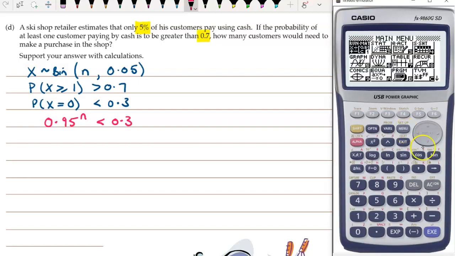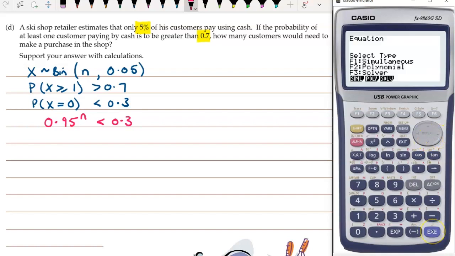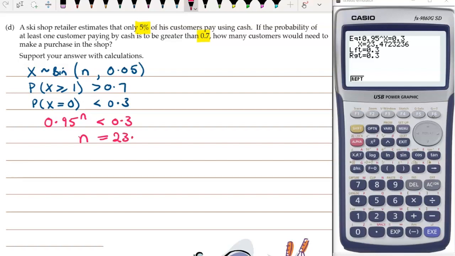Now, use equation solver if you're not too good with your logarithms. And we can go to F3. And we'll have to do it as an equals and then work out which side we've got to be. So we're going to do 0.95 to the power of, we'll just call it x for easiness on this one, is equal to 0.3 and solve. Okay, so n, I'll write an equals for now because we need to figure out which side of that 2.347 we need to be on.